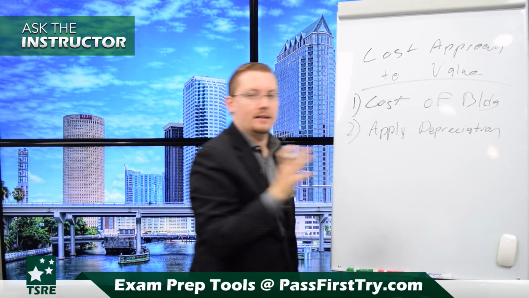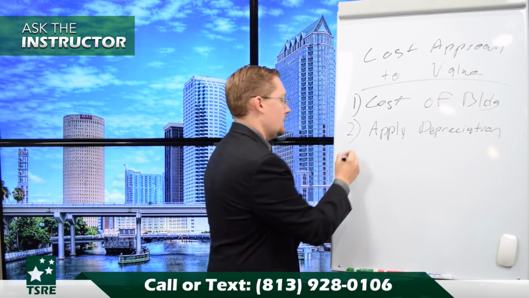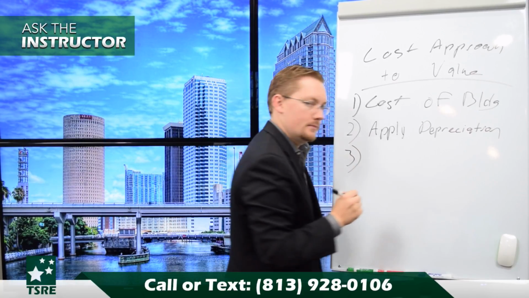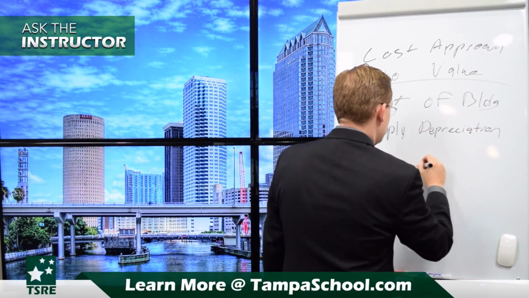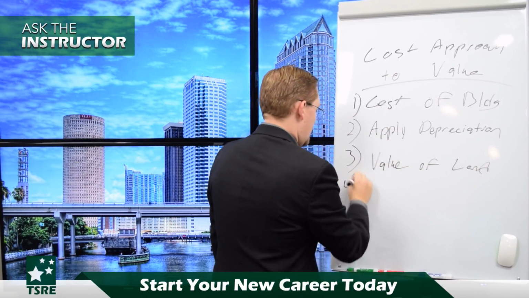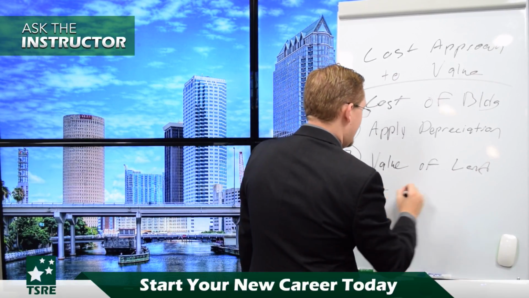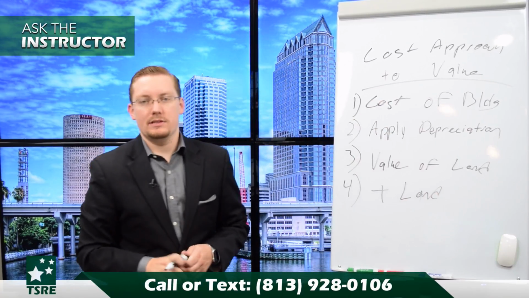So step one is finding the cost of the building. Step two is to apply depreciation. And our third step is to find the value of the land. And the fourth step is add the land. So that's really four steps.